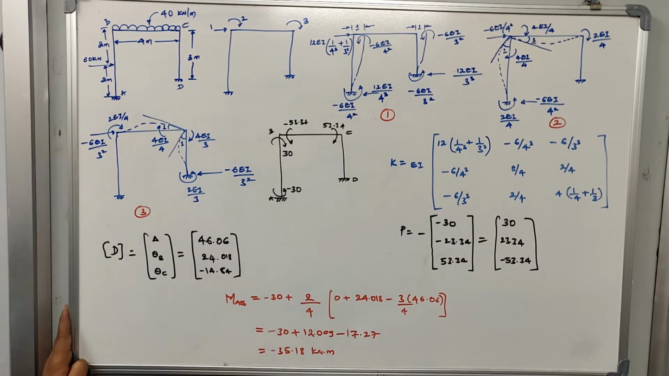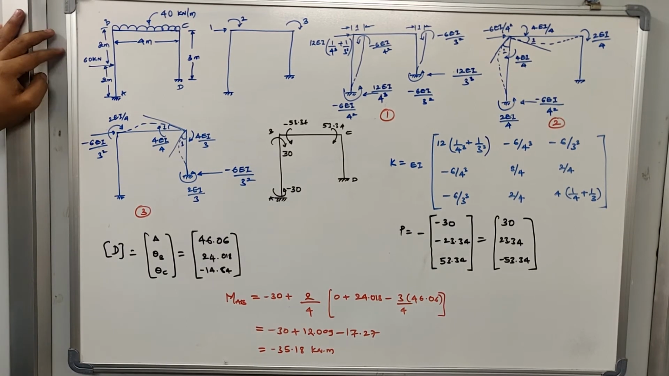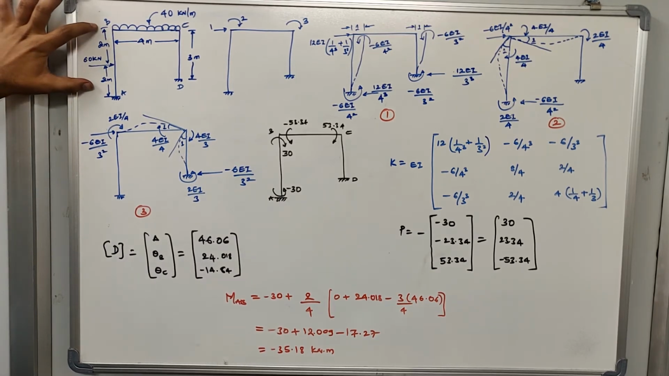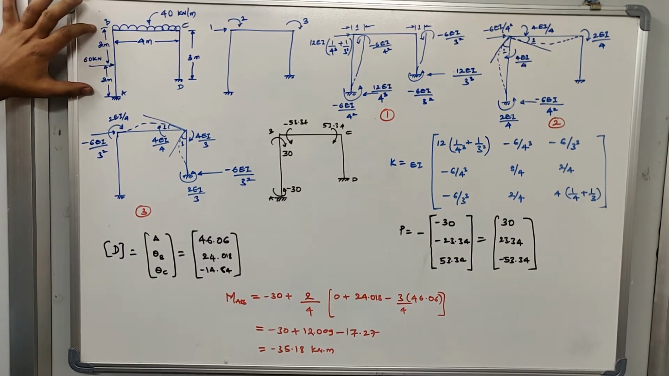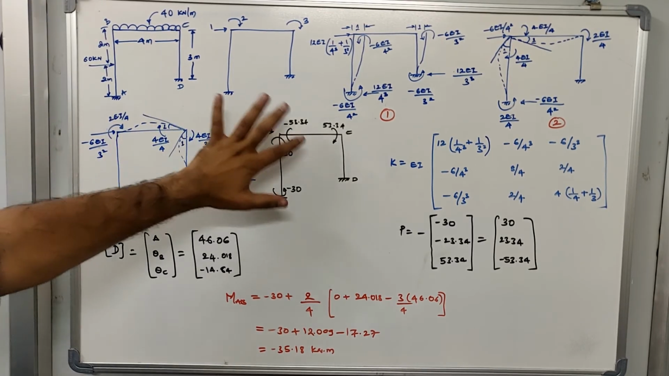So once you complete the stiffness matrix, the next step is to determine the force matrix. So how do you define the force matrix? We need to first calculate how much is your fixed end moment. So this is your column which has been subjected to a load of 60 kilonewton. So find out the fixed end moment, which is MFAB and MFBA. Similarly, this is a beam which is subjected to a UDL of 40 kilonewton per meter. Find out the fixed end moment for member BC, MFBC and MFCB. So I have written all these values.